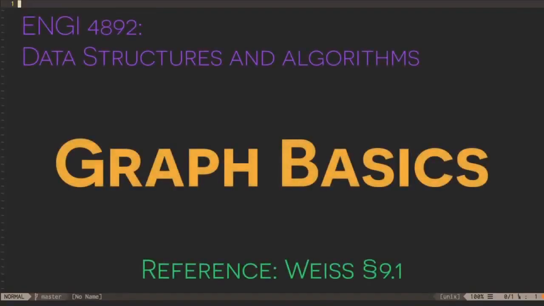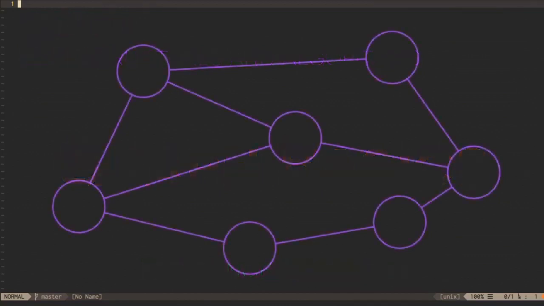The next data structure that we're going to consider in this course is the graph. A graph is a data structure that contains vertices and edges. The edges that connect vertices may be directed, that is, they point from one vertex to another, or undirected, that is, they simply indicate that two vertices have a connection.